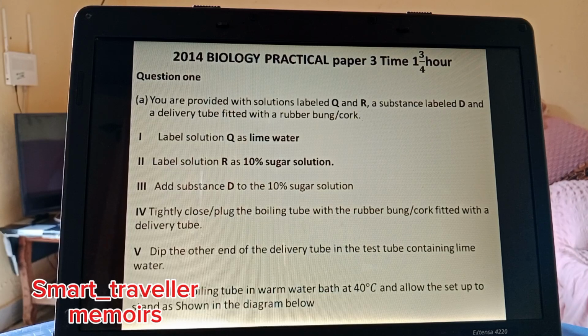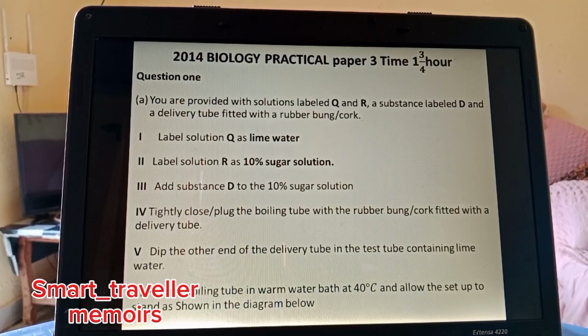4, tightly close or plug the boiling tube with a rubber bung or cork fitted with a delivery tube. 5, dip the end of the delivery tube in the test tube containing the lime water. 6, put the boiling tube in a warm water bath at 40 degrees centigrade and allow the setup to stand as shown in the diagram below.